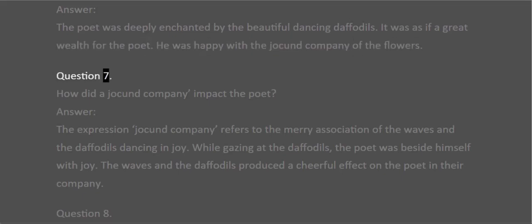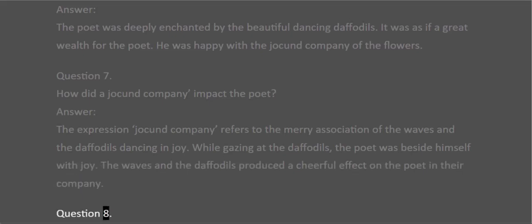Question 7. How did the jocund company impact the poet? Answer. The expression "jocund company" refers to the merry association of the waves and the daffodils dancing in joy. While gazing at the daffodils, the poet was beside himself with joy. The waves and the daffodils produced a cheerful effect on the poet in their company.